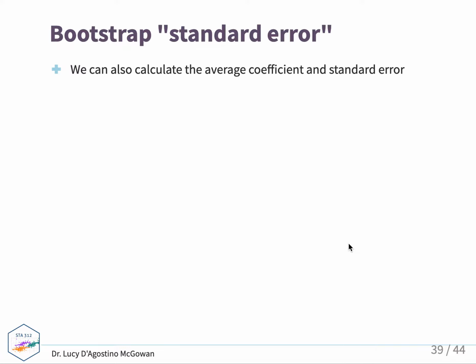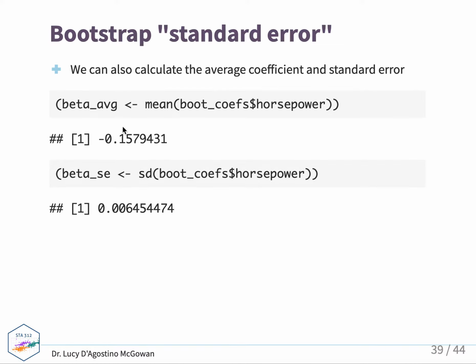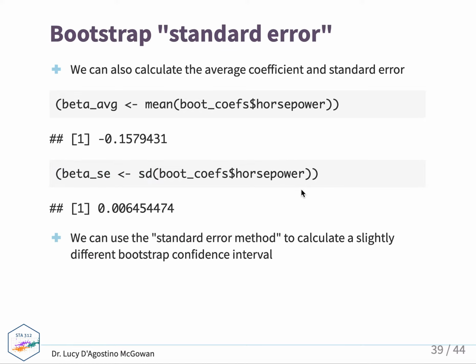There's another method for calculating a confidence interval using the bootstrap, and that uses the standard error. We can also calculate the average coefficient and the standard error for these bootstrapped coefficients. The average beta coefficient would just be taking the mean of those coefficients that we get for horsepower. And the standard error would be just taking the standard deviation of those coefficients.